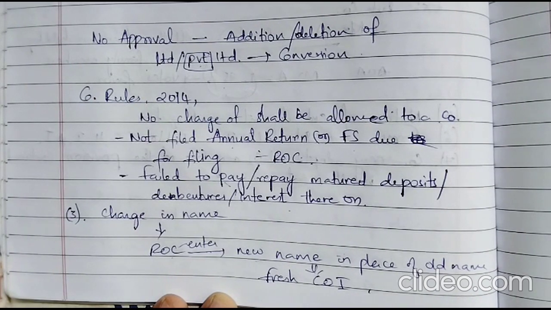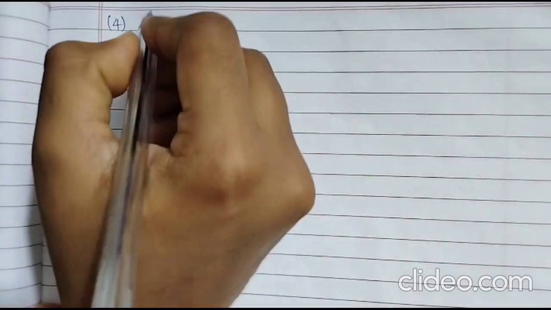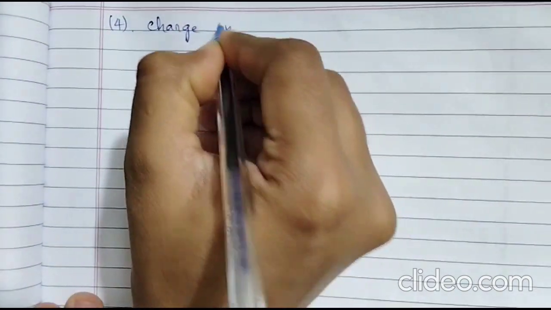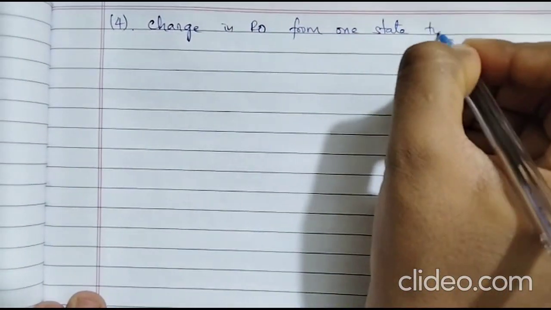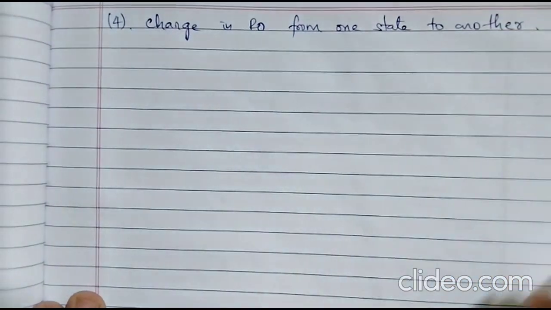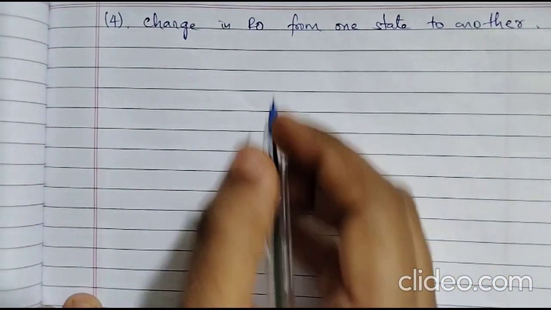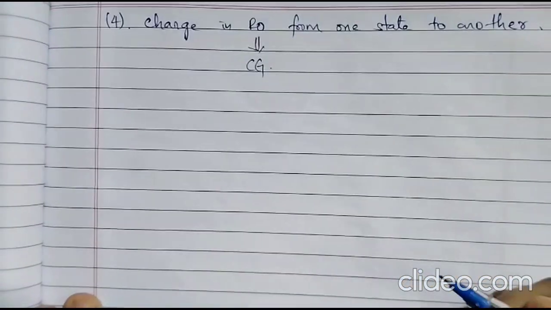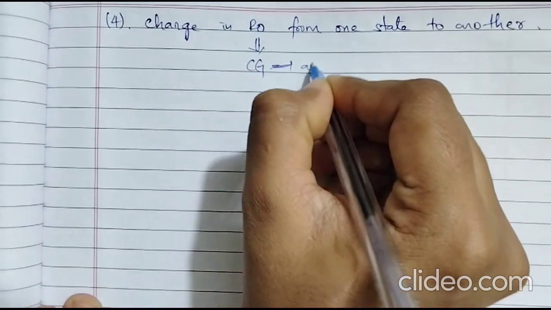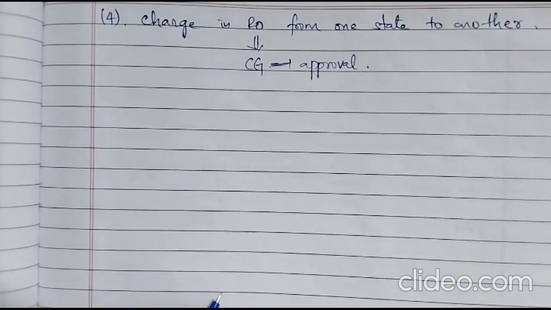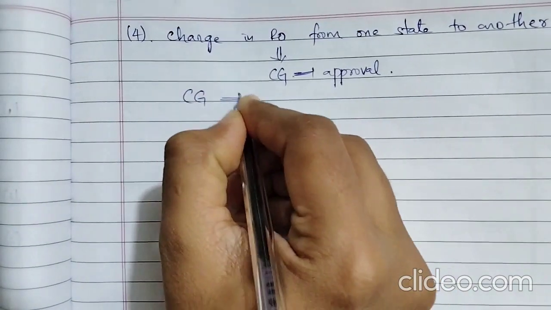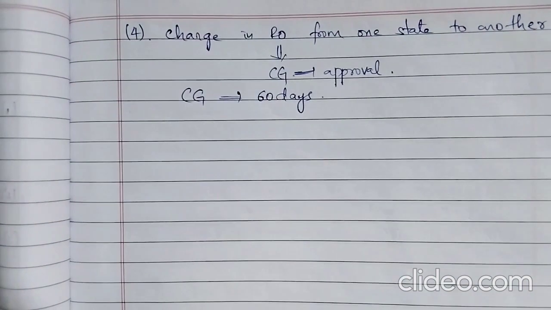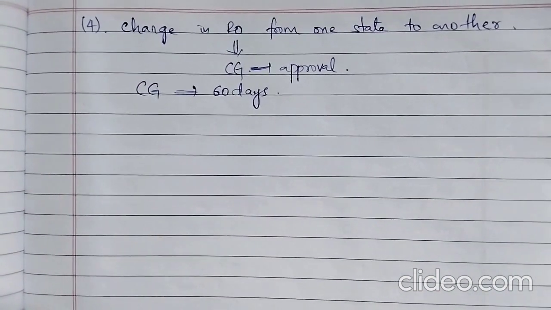Suppose you want to change your registered office address, then section 4 says there is change in registered office from one state to another. If you want to change your registered office from one state to another, in this case you should take approval from the central government. Approval from the central government is required. Central government can give the approval in 60 days.